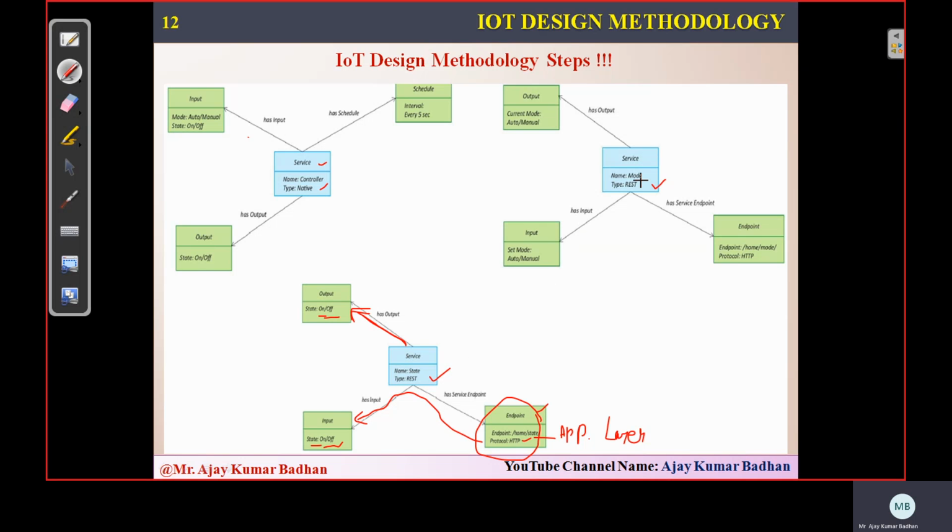Okay. And coming to mode, there can be two modes, that is auto and manual. You can see here the current mode, auto or manual. What input you are going to get, whether you want to perform it automatically or manually, that we are going to give. In the same way you have the endpoint.